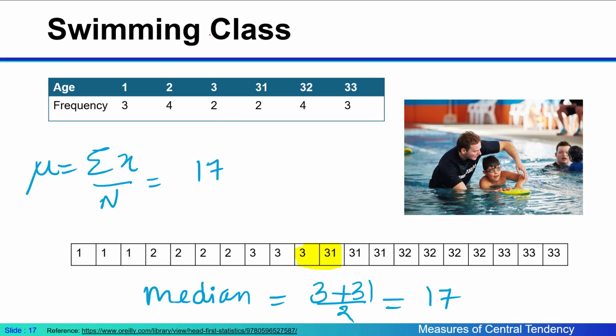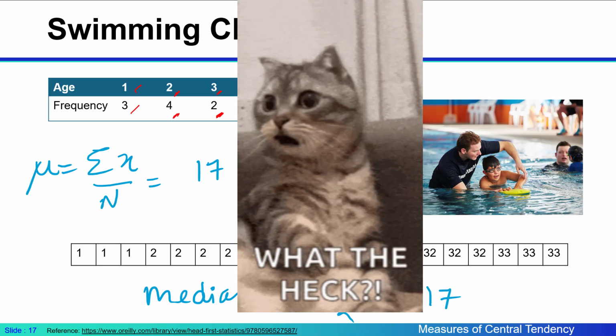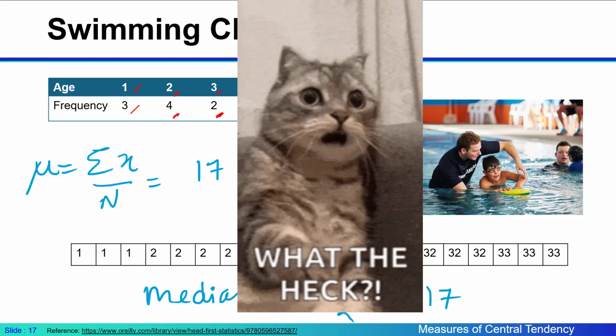Okay, and if you see, the distribution of ages is something like this. We have age 1, 3 kids; age 2, 4 kids; age 3, 2 kids; and age 31, 2 persons; age 32, 4 persons; age 33, 3 persons. The moment you look into the data, I know what your expression is.